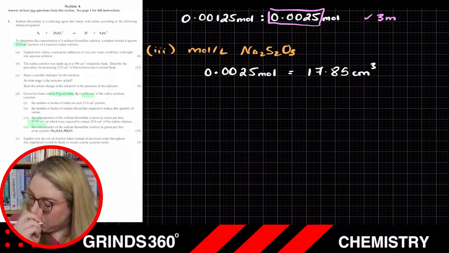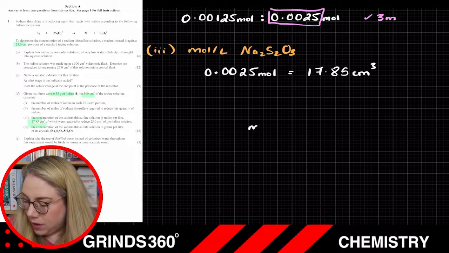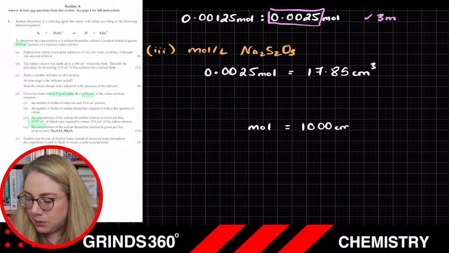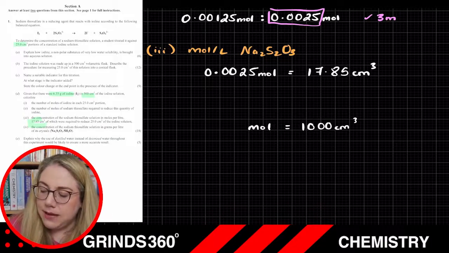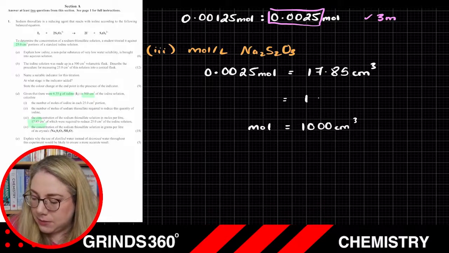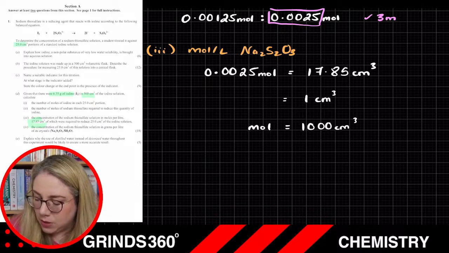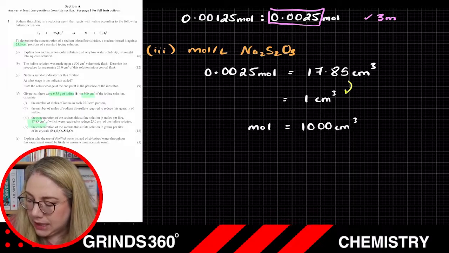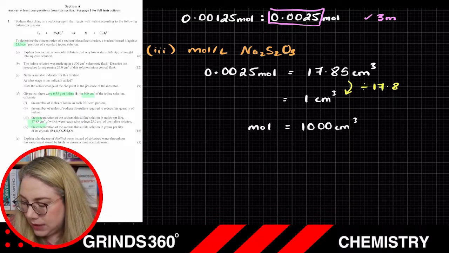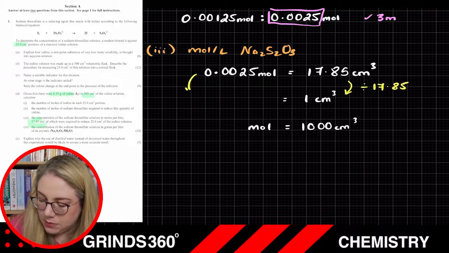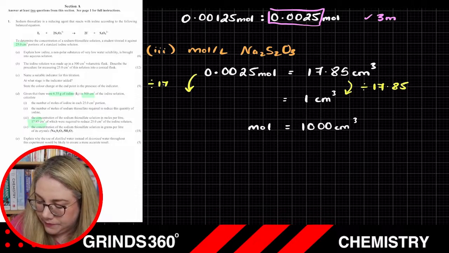Perfect. That's how many moles are in 17.85. I want how many moles are in a litre, because that's what it's asking me for. To get from 17.85 to 1,000, that's a bit of an awkward ratio. So let's go down to 1 centimetre cubed in between. From 17.85 down to 1, we divide by 17.85. Whatever we do on the right, we have to do on the left.